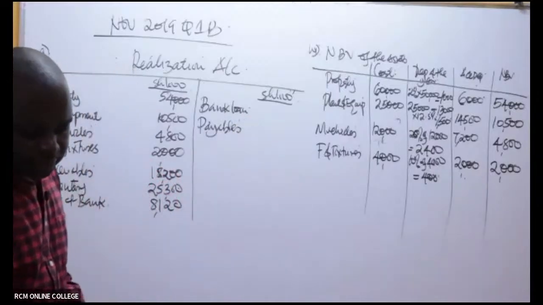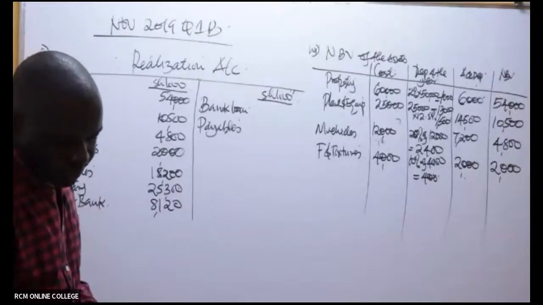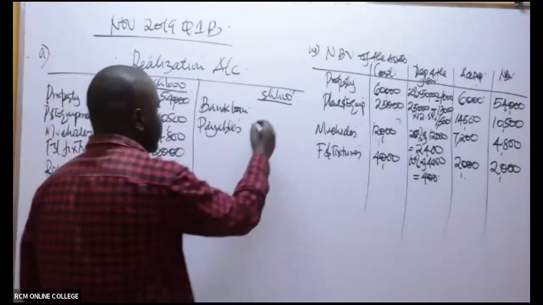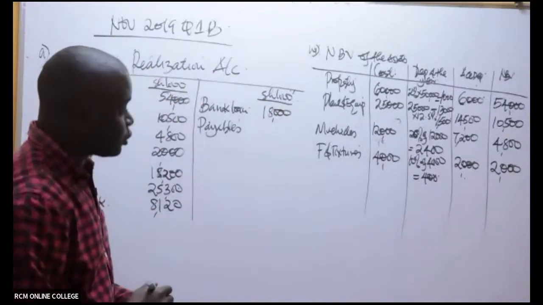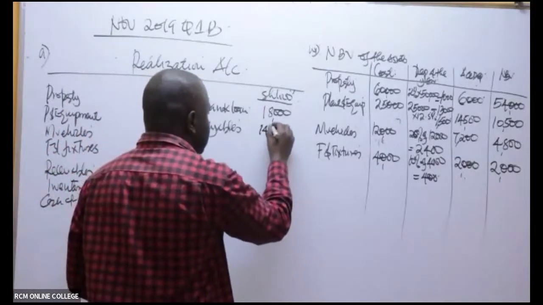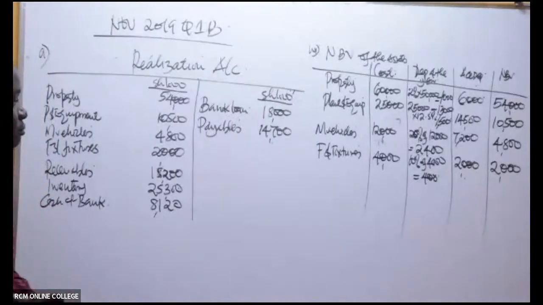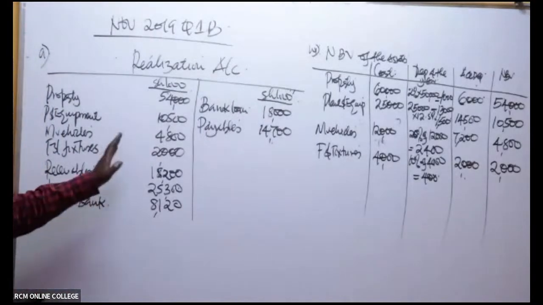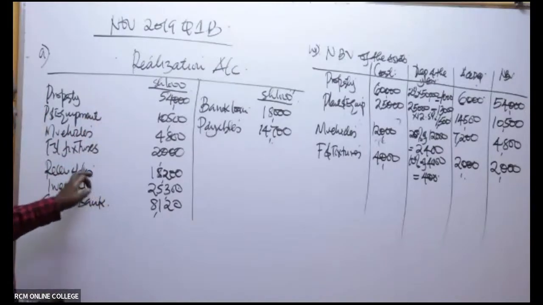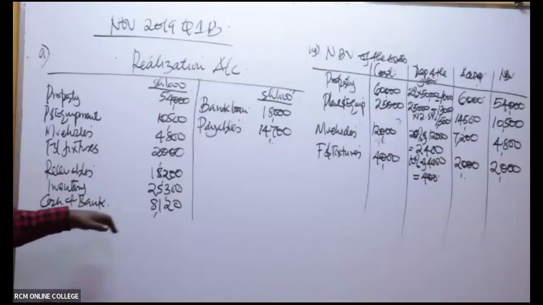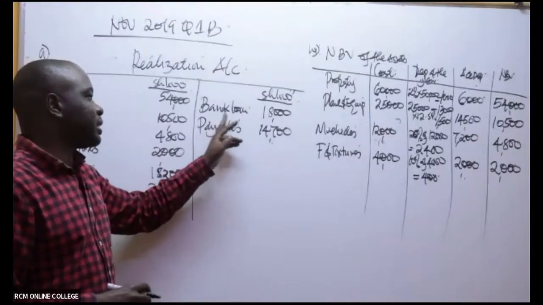The bank loan there is an amount of 18 million. Then the trade payables are 14,700,000. So you can see we've debited the non-current assets at net book value, we've added the current assets, and we've taken the current liabilities and the non-current liability, which is the bank loan.